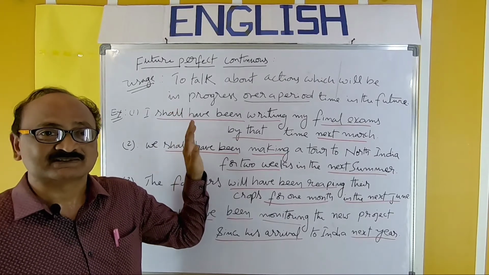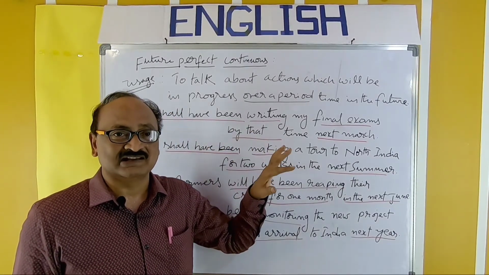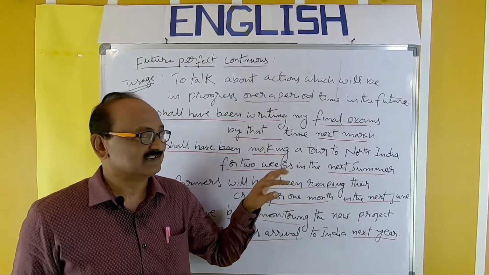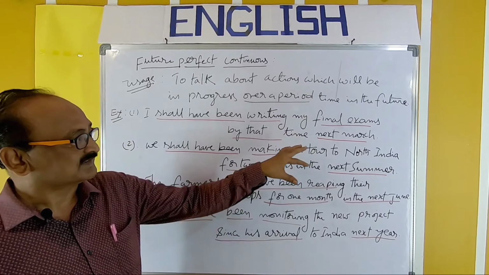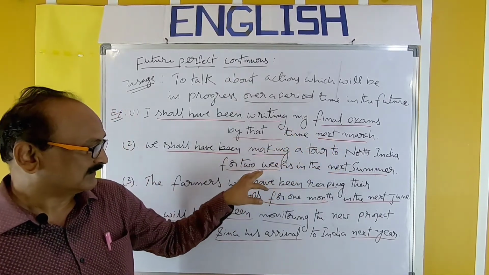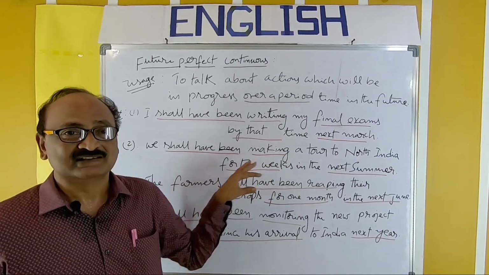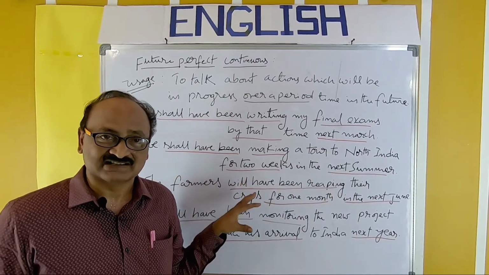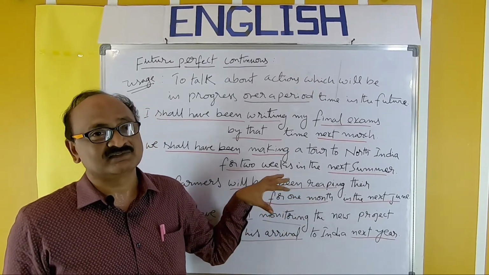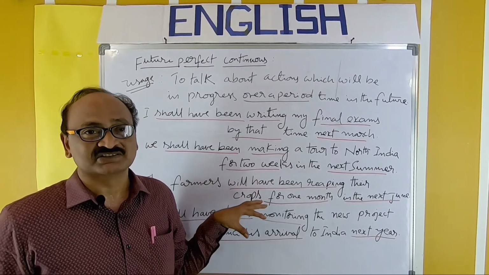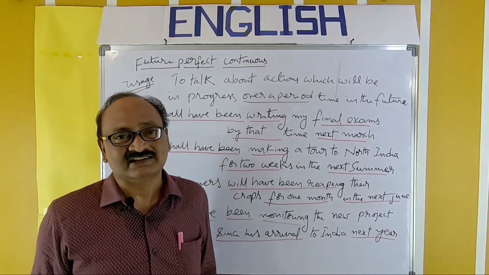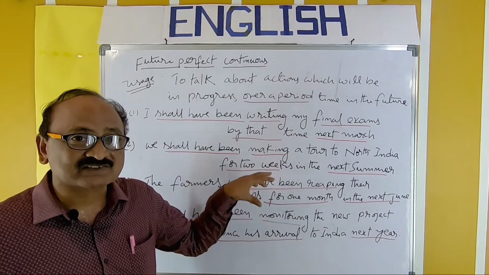Remember the structure. Subject plus shall have been or will have been plus present participle form, that is verb 4, V4, plus object, and here you have to use time like this. Future time and period of time also. Both are mentioned in this particular tense. And this is not important for examination because in our day-to-day life it is less frequently used. So this tense will not usually be asked in the examination. But without this it will be incomplete.